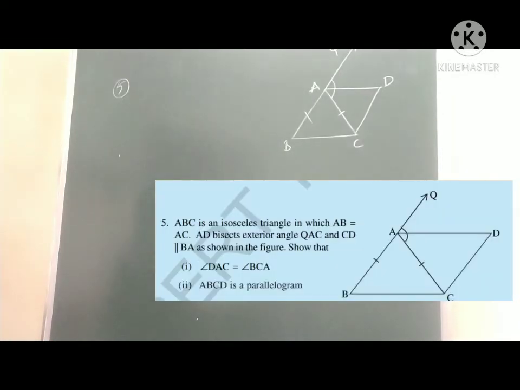So next question. We have been given ABC is an isosceles triangle in which AB is equal to AC. AD bisects the exterior angle QAC and CD is parallel to BA, as shown in the figure. Show that angle DAC is equal to angle BCA. So first of all, let us prove that.